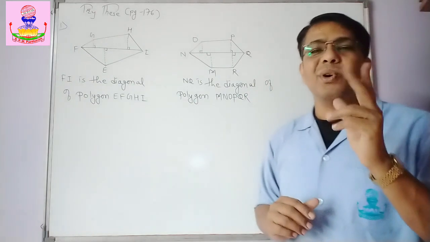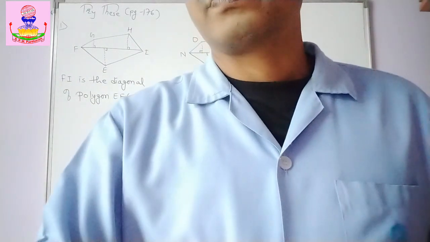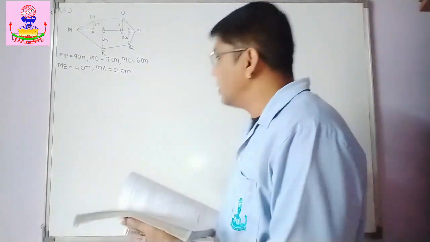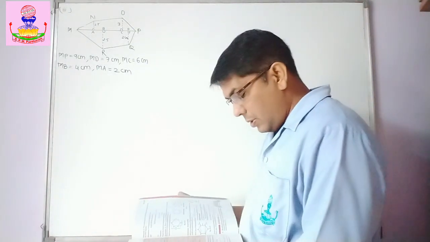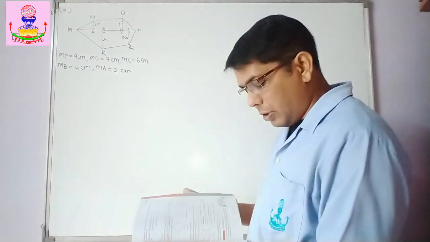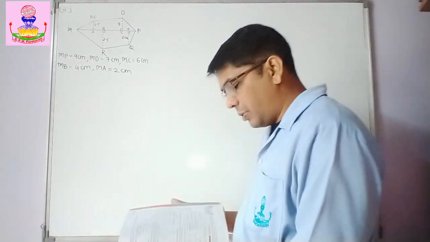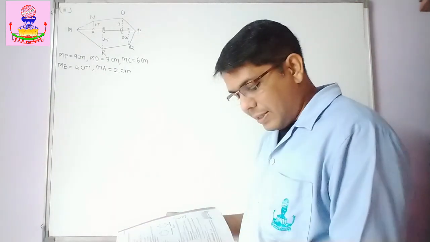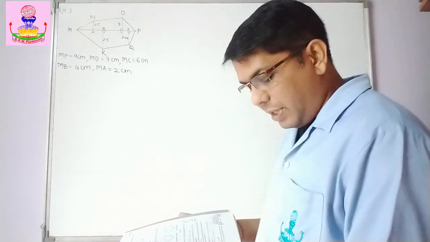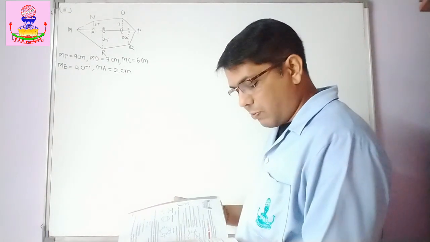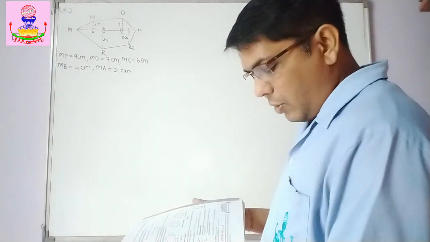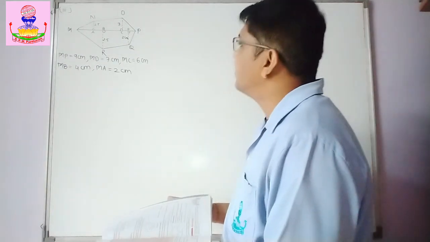Second one, do it as homework. Now see the same figure, third one. Find the area of polygon MNOPQR, figure 11.19. If MP is 9, MD is 7, MC is 6, MB is 4, MA is 2, NA, OC, QD and RB.